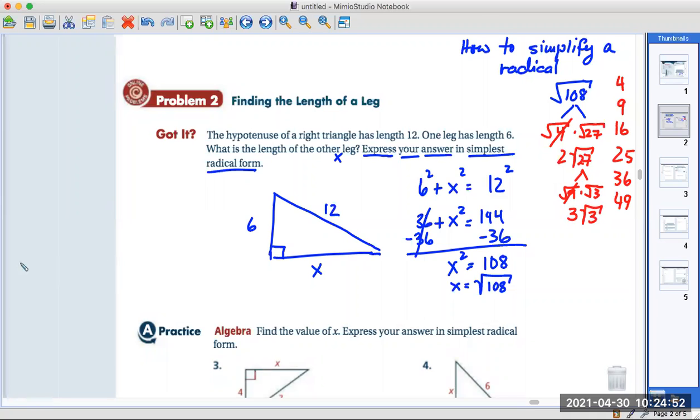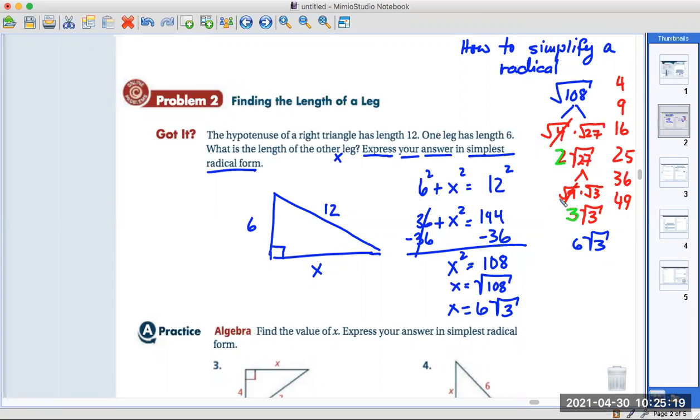So now I have to multiply. This is tricky. I have to multiply the parts I took out. The front here, 2 and 3 is 6 when I multiply it. So my final answer would be 6 times the square root of 3. No, actually, that's not an estimate. That's exact.